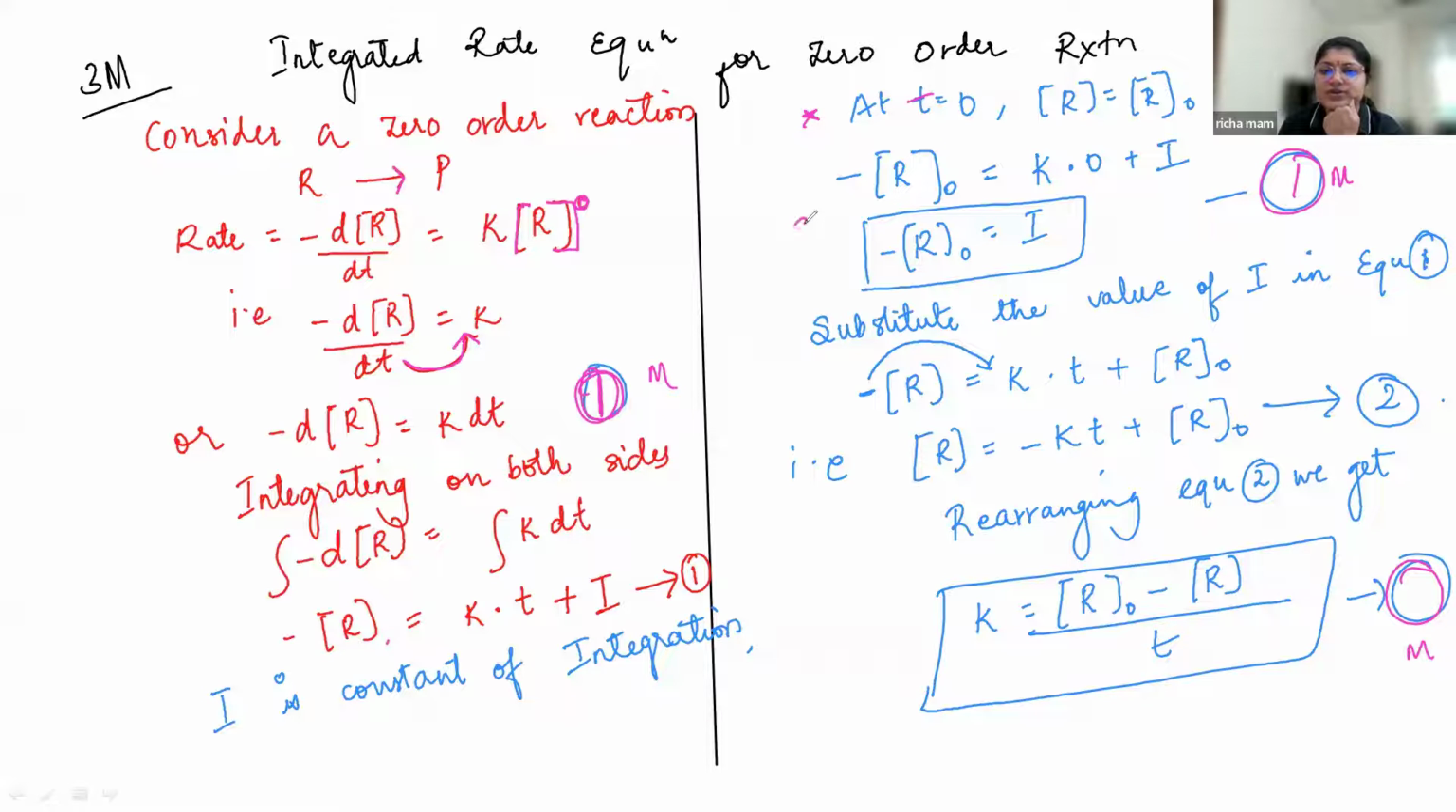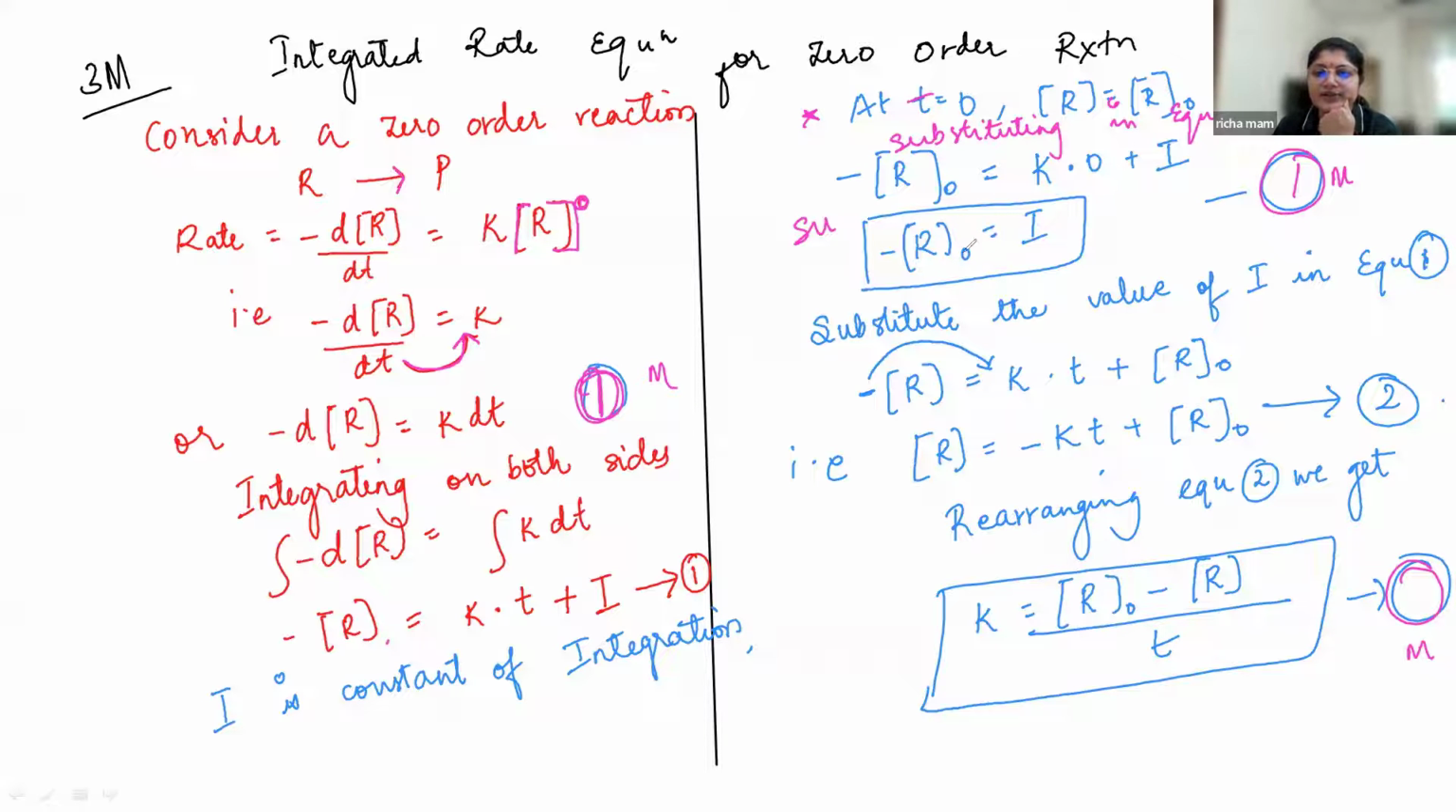Don't get confused. I'll write, substitute at t equal to 0, in equation 1. After substituting in equation 1, we get minus R naught is equal to K into 0, which is 0, plus I. So I is equal to minus R naught.